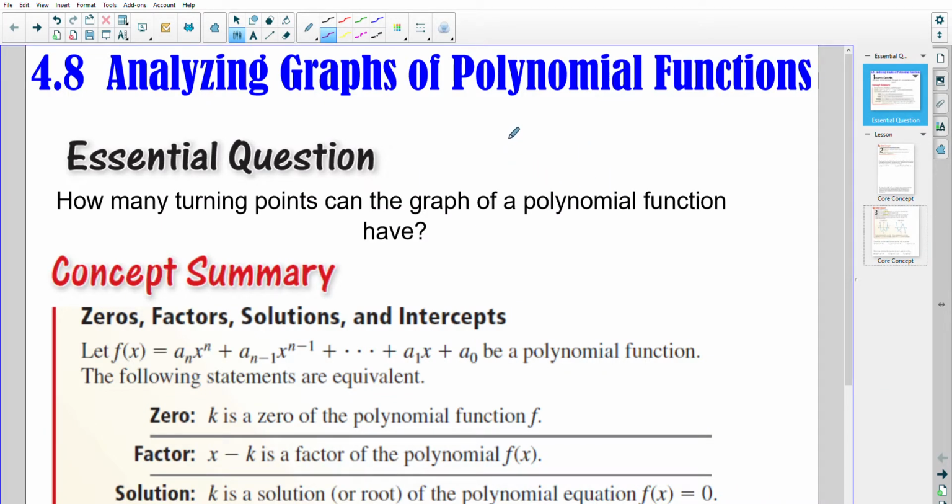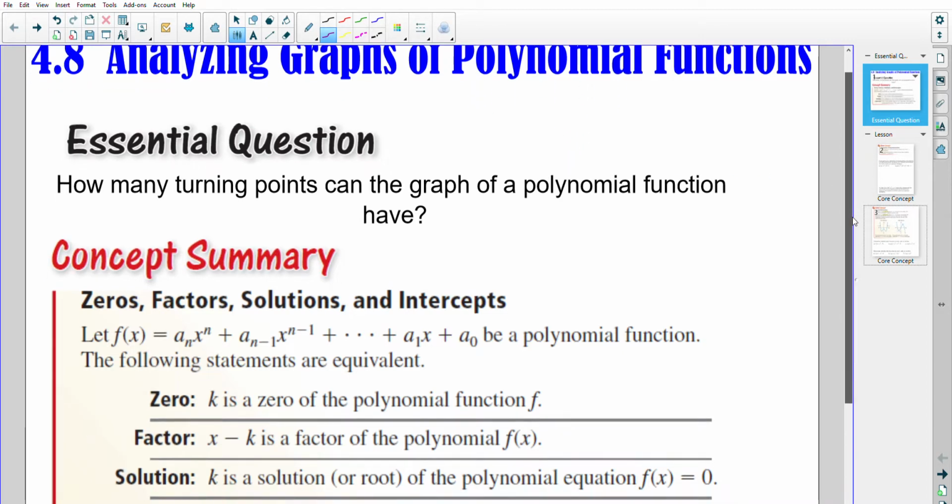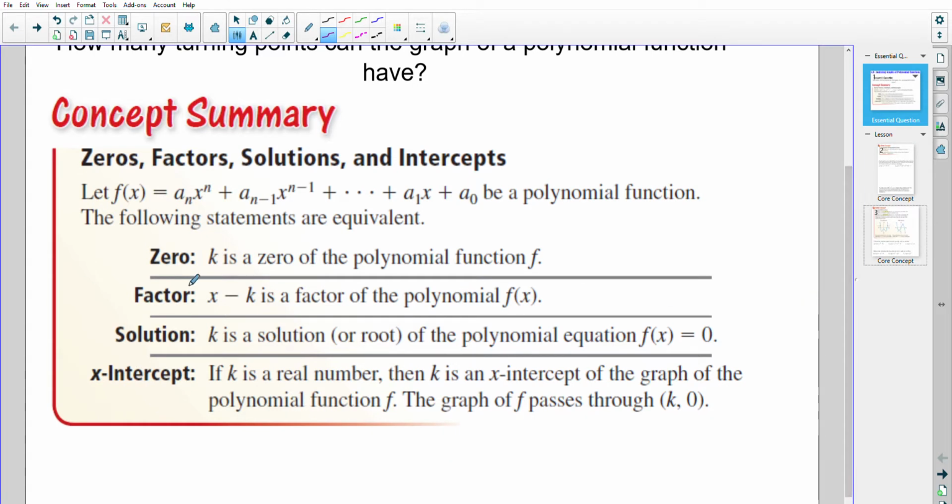More parts about polynomial functions is covered in section 4.8. So far, you have these terms of polynomials, and notice that a zero, a solution, and an x-intercept to me all basically mean the same thing. They're the points at which the graph crosses the x-axis.